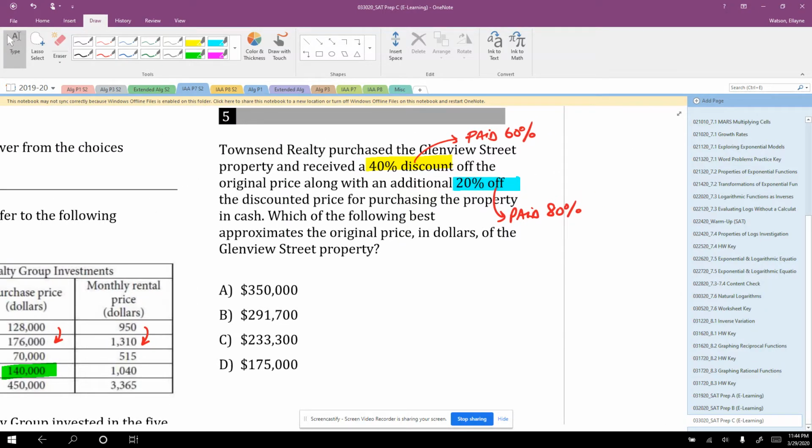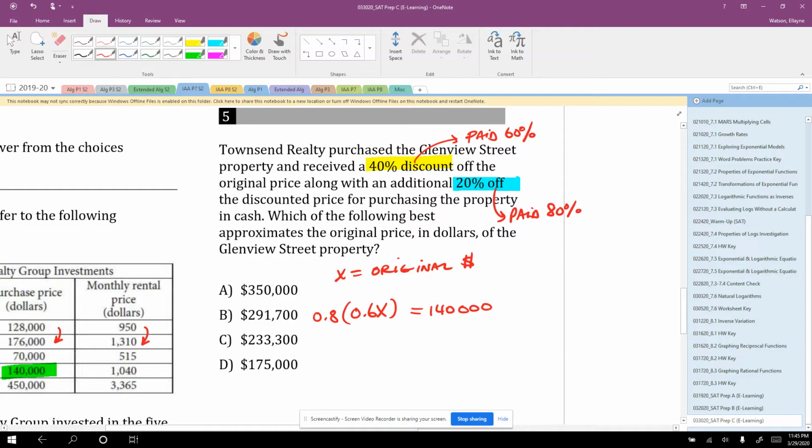Okay, so what you can say is let's first just call, let x equal the original price. And that's what we're solving for. So that is our unknown. So we have our original price, but then because of the 40% discount, we paid 60% of that. So multiply that by 0.6. Okay, but then we only paid 80% of that already discounted price. So now multiply this by 0.8. And what that equals is the actual purchase price, which from the chart is 140,000.